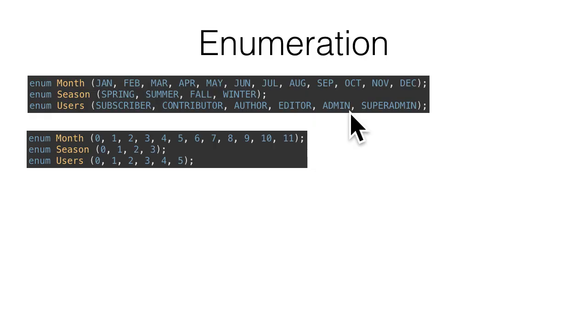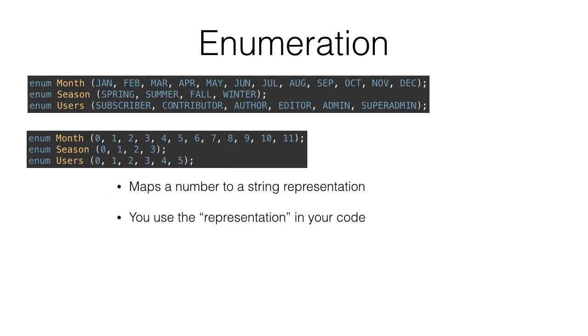Why would you want to use an enumeration? It maps a number to a string representation. Well, you see that here, right? Here's the number, and it maps it to a string representation. You use that representation in your code. It's performant. Why is it performant? Because it's specifically designed just for this purpose.